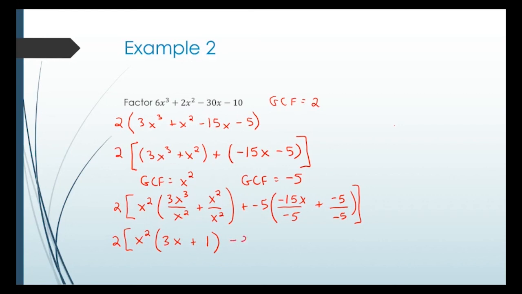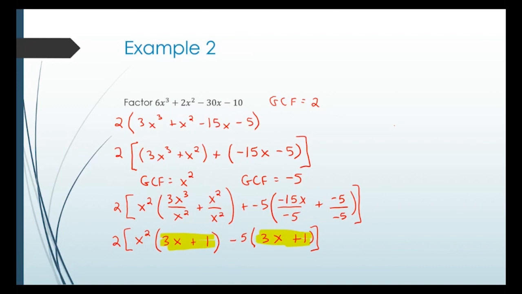Then I have my minus 5, parenthesis. Negative 15 divided by negative 5 is a positive 3, so I have 3x. And then negative 5 divided by negative 5 is 1. So once again, I have plus 1. So we know we haven't made any mistakes because I have 3x plus 1 in both sets of parentheses.